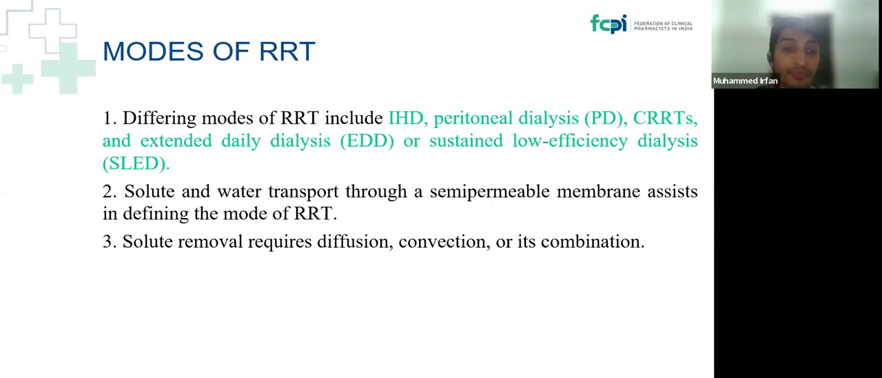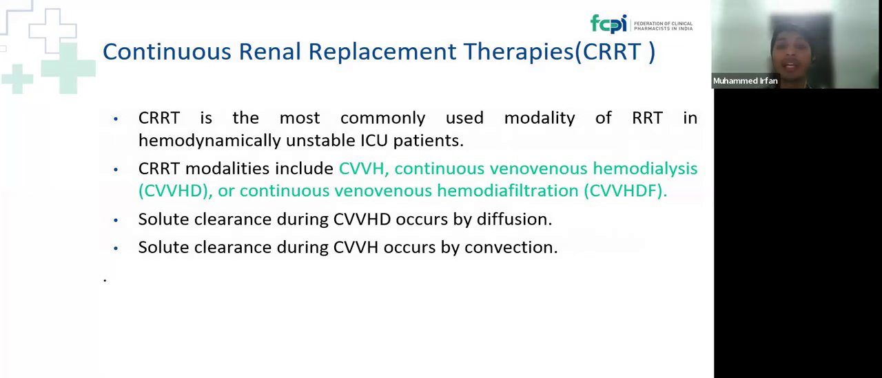According to that, the antimicrobials and the drug doses should be adjusted according to the mode of RRT. Solute and water transport through a semi-permeable membrane assist in defining the mode of RRT. Solute removal requires diffusion, convection, or a combination. The next one is CRRT, the most commonly used modality of RRT in hemodynamically unstable patients. In this scenario, CRRT is used very much in critically ill patients.